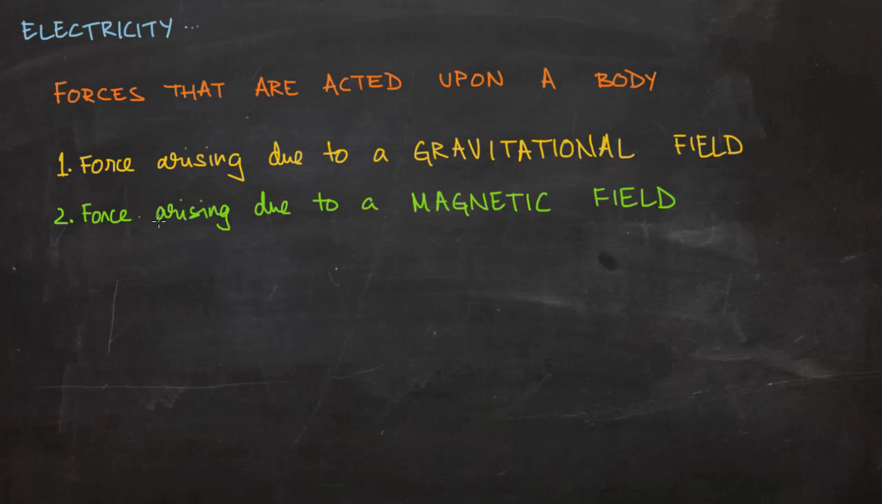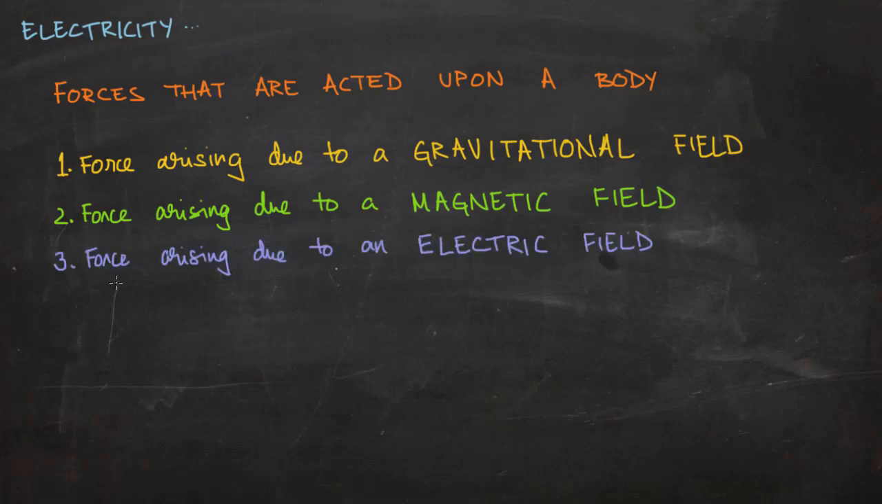A second kind of force could arise due to something known as a magnetic field. We've all played with certain magnets and we saw that when a north pole and a north pole try to meet each other, it gets repelled, while a south and a north pole attracts each other.